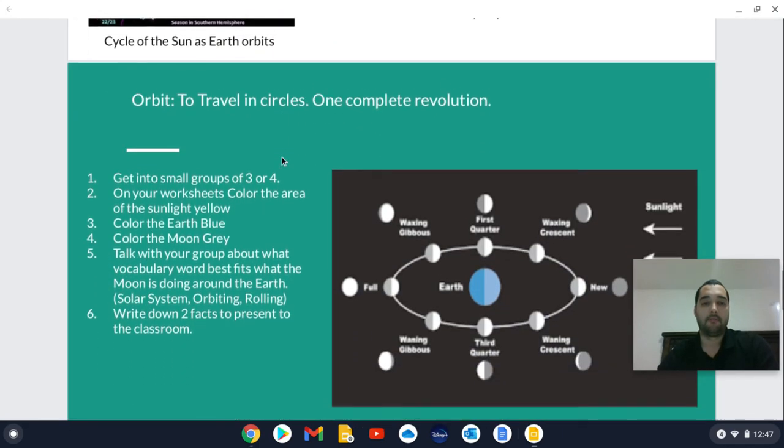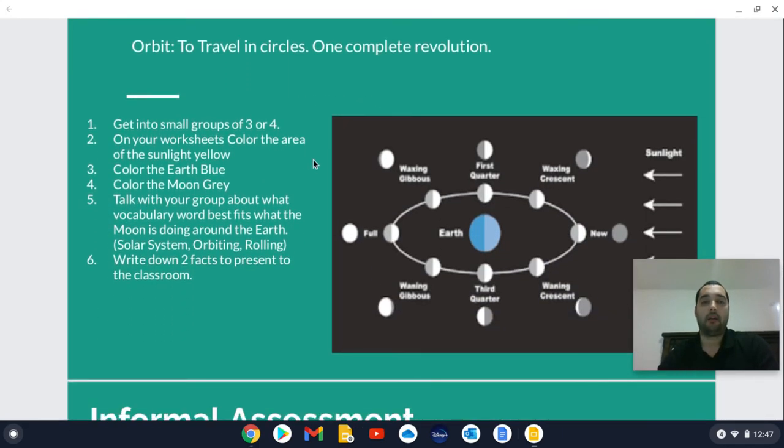Now, students, our vocabulary word for our lesson here is orbit. Now, that means to travel in circles, one complete revolution. Now, look here. A revolution means going around. In this picture here, we see the moon. And there's several of them, but it's showing the moon where it can be at different times.